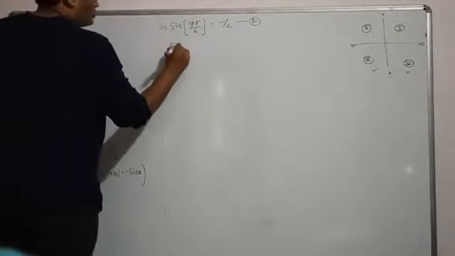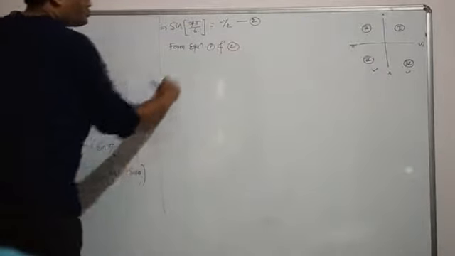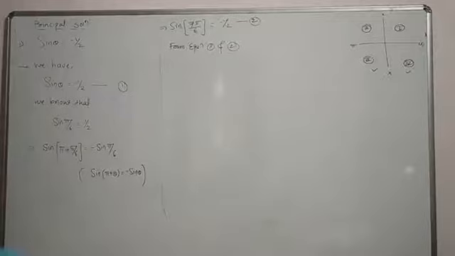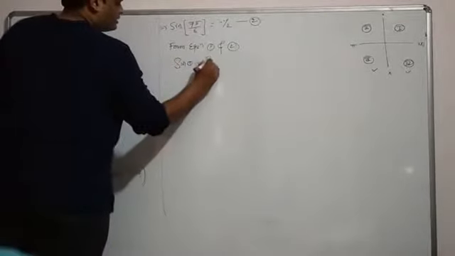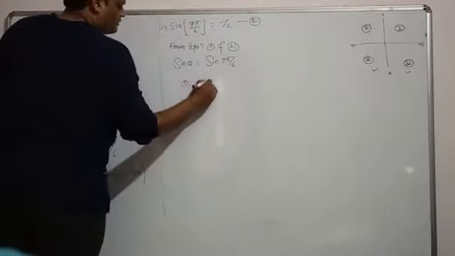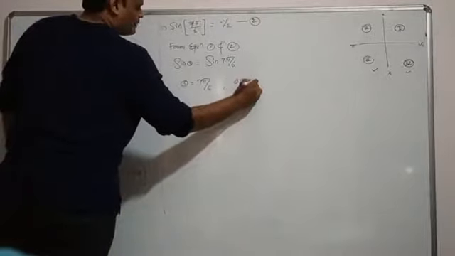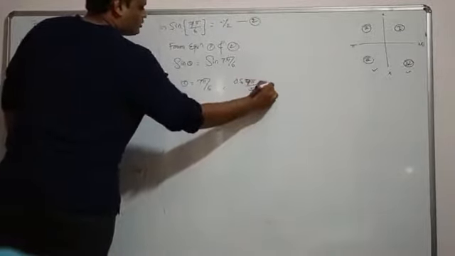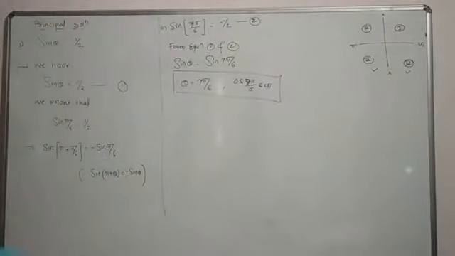So from equation 1 and 2, by comparing, you have sine theta is equal to sine 7 pi by 6. So what is theta? You have 7 pi by 6, for 0 is less than 7 pi by 6 is less than or equal to 2 pi. So that is your first solution, the principal solution.